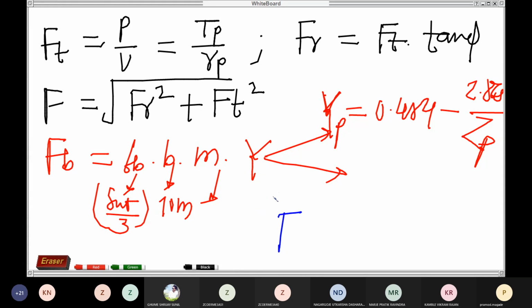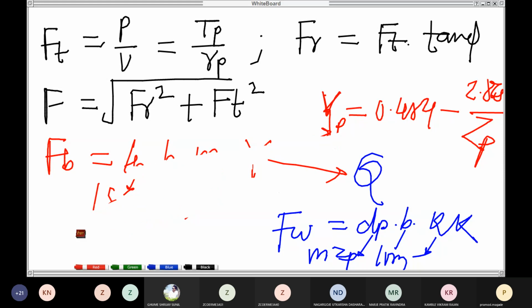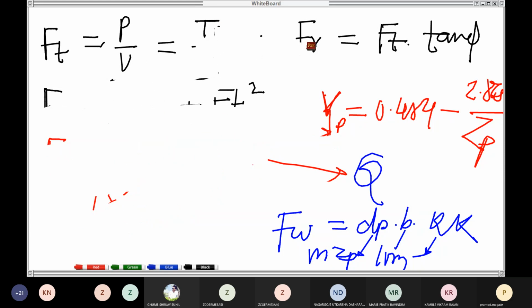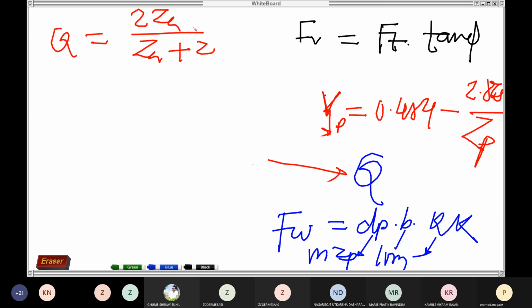Wear strength, which was the inbuilt equation, is equal to dp b Q K. dp means m into zp, b is 10 times module, and I explained how to take the ratio factor Q. So I'll write here: the ratio factor is twice of zg divided by zg plus zp. If the meshing is internal between the gear pair, then it will only be minus. So I have written Q is equal to, for external gear, 2 zg divided by zg plus zp.